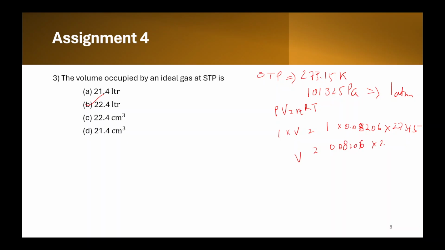So we can calculate the volume from here, 0.08206 into 273.15. This comes out to be around 22.415 liters. All right. The correct answer here is roughly 22.4.